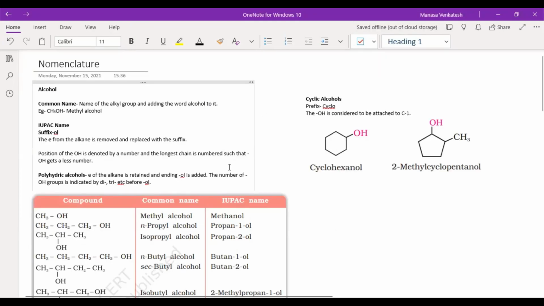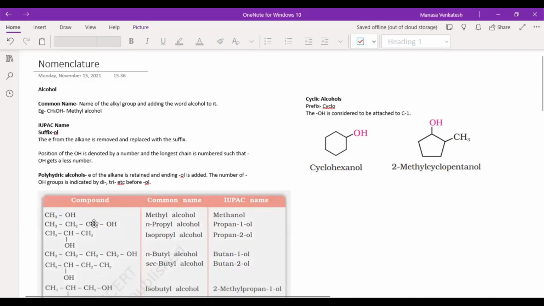Nomenclature. I believe this is very important for your exams. Nomenclature is basically asked every single time. So first of all, you need to be thorough with the nomenclature that you've learned in grade 11. If you are doubtful about that, I suggest you go through that once and then start with the nomenclature for these chapters.